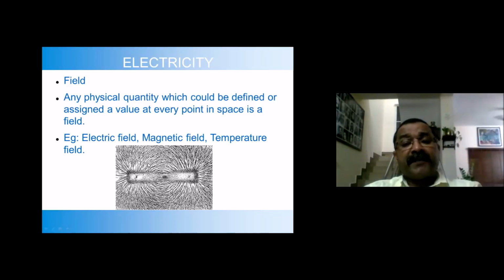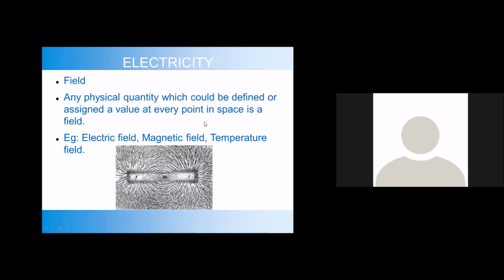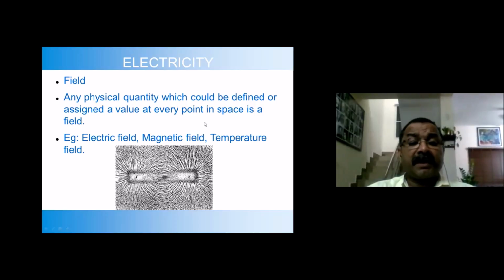By definition, a field is any physical quantity which could be defined or assigned a value at every point in space. Okay, Rishikesh? Okay, sir. So there are temperature fields, electric fields, magnetic fields, all such fields. You can define any type of field.